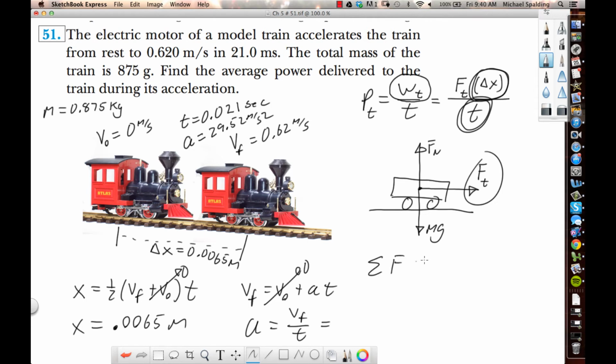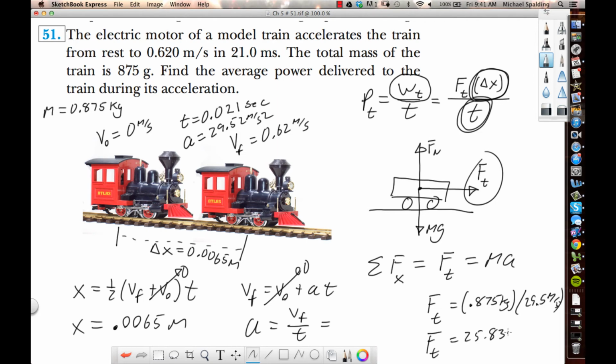So when you sum the forces, the only force in the x direction is the force of the train, so that's going to equal ma. The mass is 0.875, the acceleration is 29.5 meter per second squared. So we find out that the force of the train engine is 25.83 newtons. Okay, so we plug that in up here.